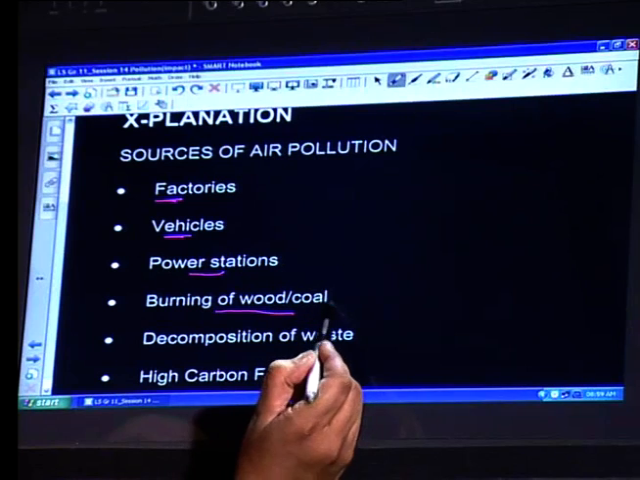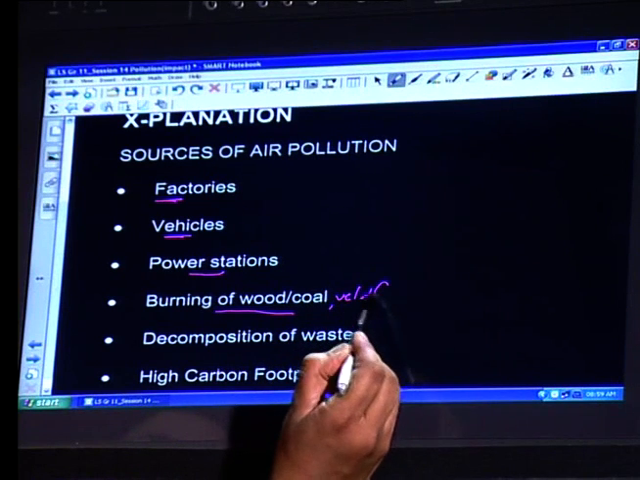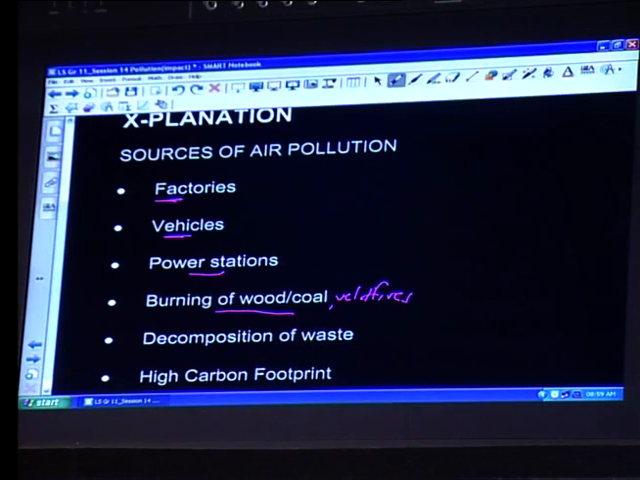Power stations, for example Eskom and Sasol, are also contributors of air pollution. The burning of wood and coal, as well as veld fires. We find that in winter, somehow a lot of people start burning veld fires, and this is a major contribution to air pollution and a major contribution to global warming. So even the burning of wood, coal and veld fires actually contributes to air pollution.